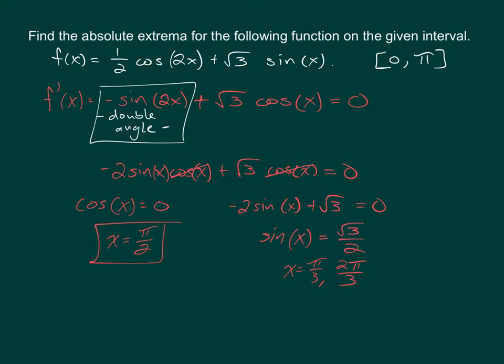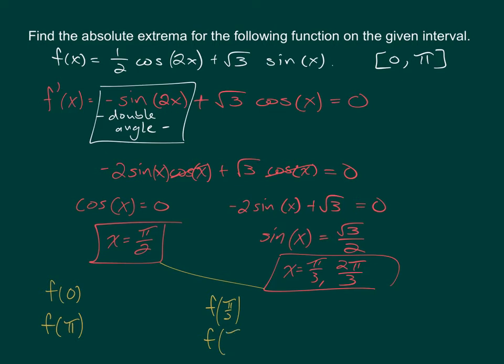So what do we have to do? We have to make sure we check all these critical numbers and the endpoints in the original function. So that means we have to find f of 0, f of pi, those are the endpoints, f of pi over 2, f of pi over 3, and f of 2 pi over 3.